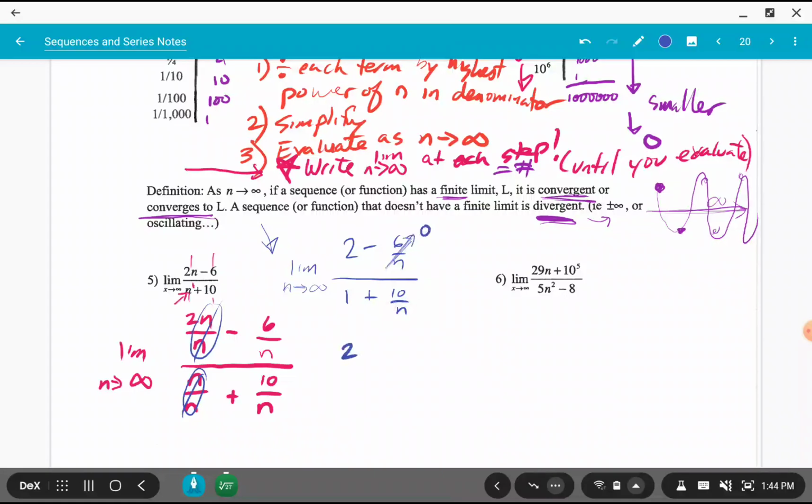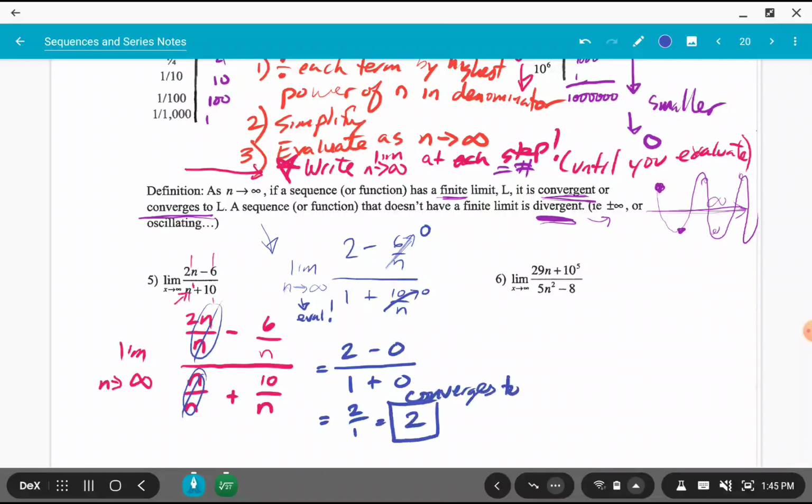Right? So what we now have is 2 minus 0 over, and then notice what happens with this n. 10 over n, 10 over infinity is also approaching the value of 0. So what we have is 1 plus 0. And because I have now, at this step, evaluated, I don't need to write down limit as n goes to infinity anymore. Now I can just simply say what this is equal to. This is now equal to 2 over 1. So I'm approaching the value of 2. Okay? What we say is that it converges to 2. Okay? That's how we say our answer.